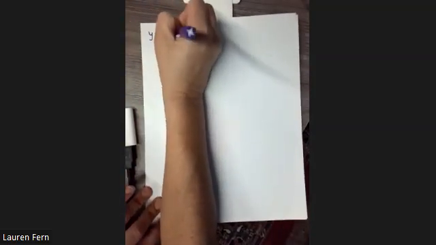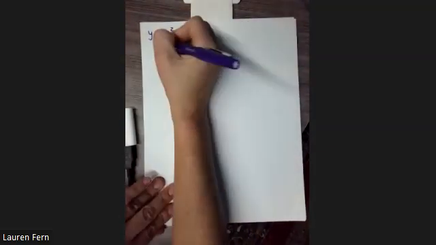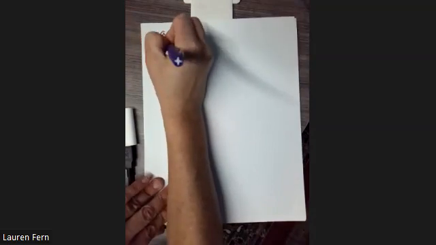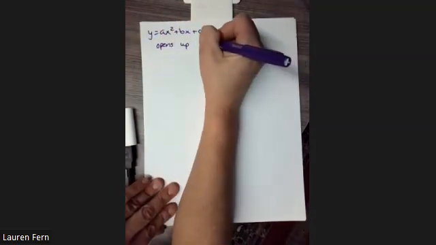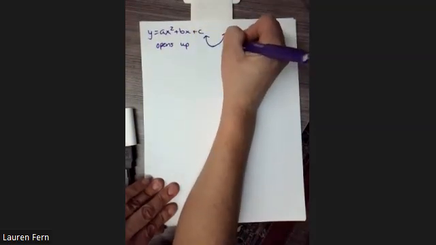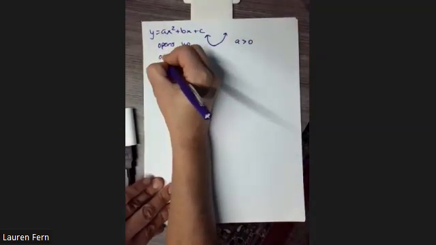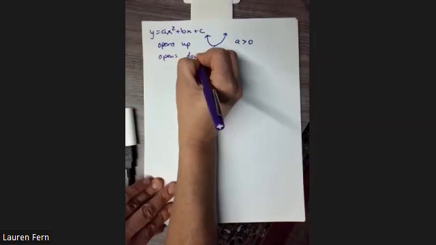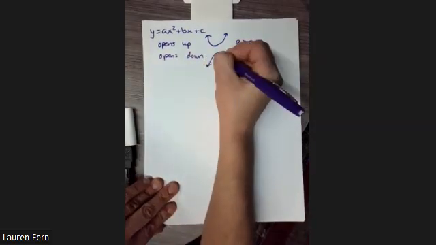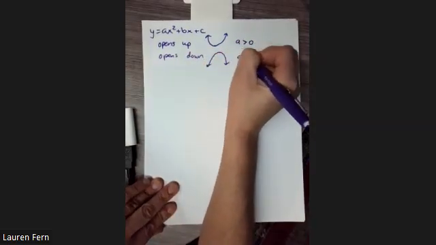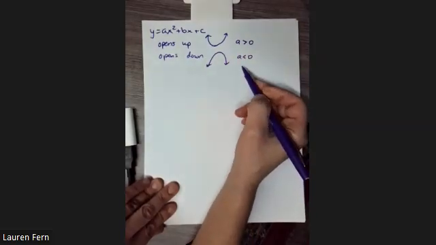So in general, when we have a quadratic, ax squared plus bx plus c, okay, what we know is that the graph opens up. In other words, if here's our vertex, it opens up if our leading coefficient is positive, and it opens down. In other words, if here's our vertex, it opens down if our leading coefficient is negative.